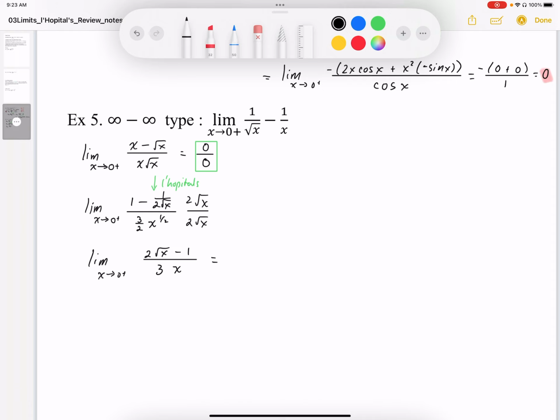So plugging the 0 in here, I'm going to end up with 0 minus 1. And this is 3 times 0 from the positive side. Well, I'm going to factor the negative out, 1 over 0 from the positive side. So this works out to be positive infinity. So we end up with negative of positive infinity, or the limit is equal to negative infinity. So this limit, when evaluated, is equal to negative infinity.